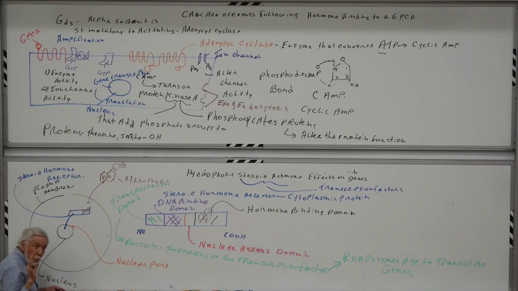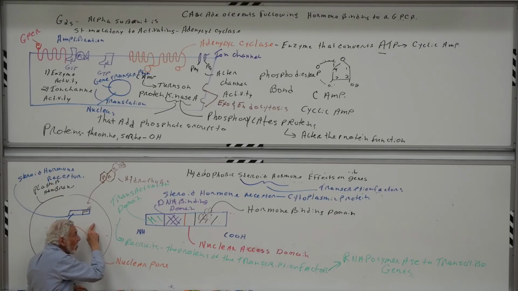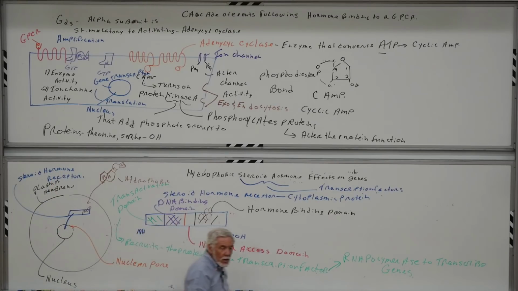So be able to compare and contrast these two mechanisms. One being across the phospholipid bilayer through G protein coupled receptors, the other the cytoplasmic receptors for hydrophobic hormones. Yes? Just two questions. One, is there a protein that's binding to the nuclear access domain that brings it in? Not as far as I know.